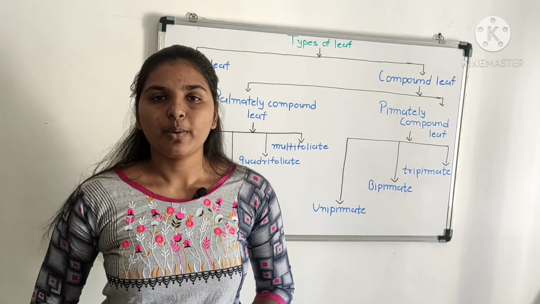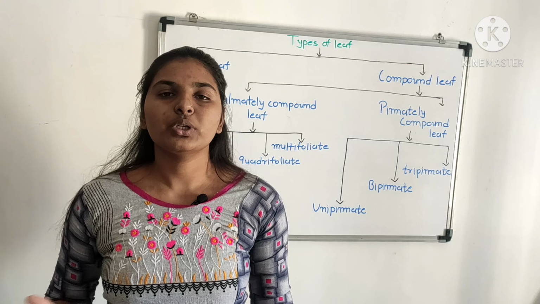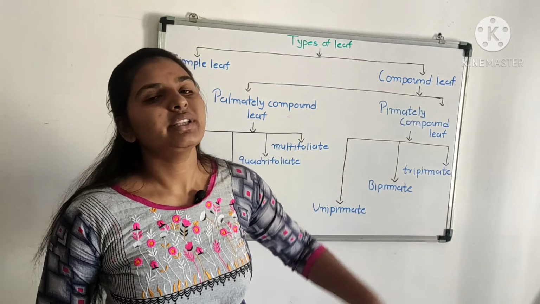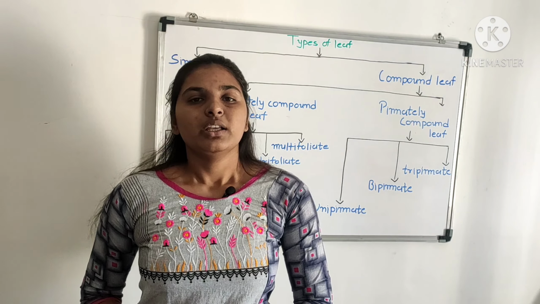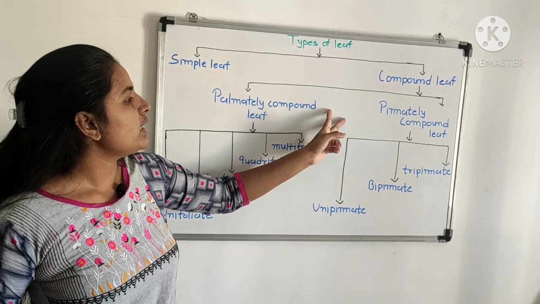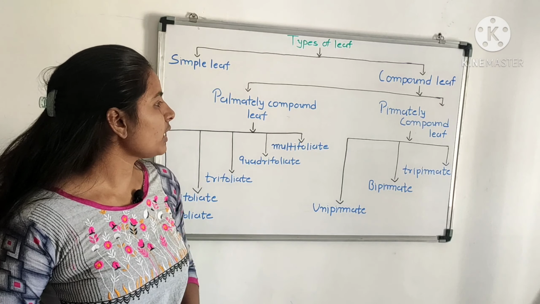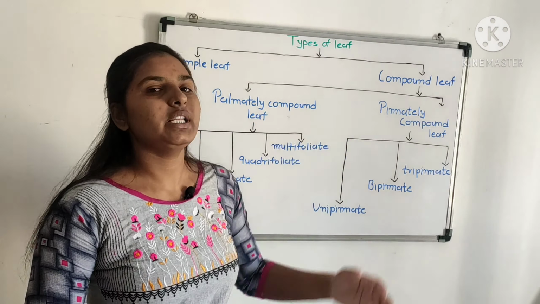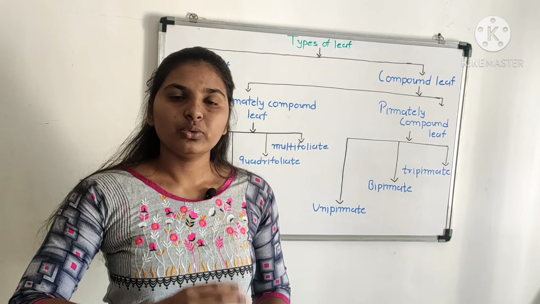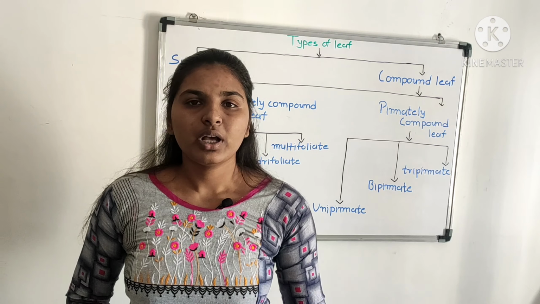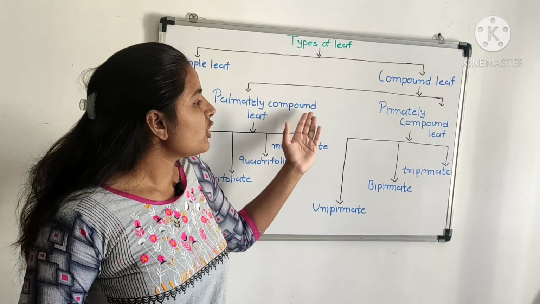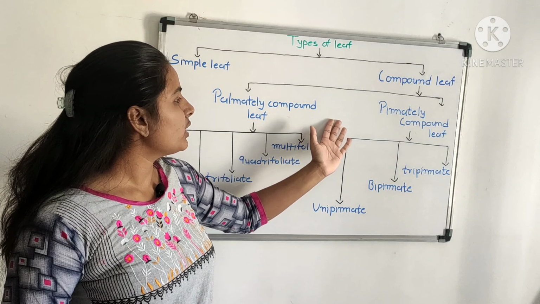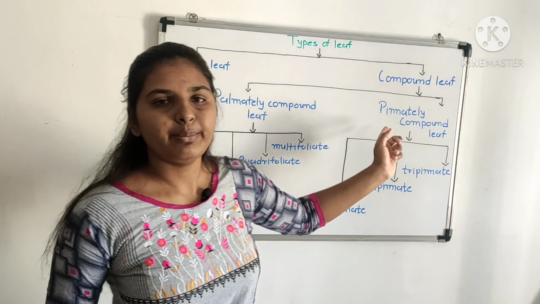Okay. Now we talk about compound leaf. A compound leaf is composed of leaflets and has its own stalk. That type of leaf we know as a compound leaf. A compound leaf has two other types, based on leaflet arrangement, means how the lamina is arranged. Based on lamina and leaflet arrangement, we have two types: palmately compound leaf and pinnately compound leaf.